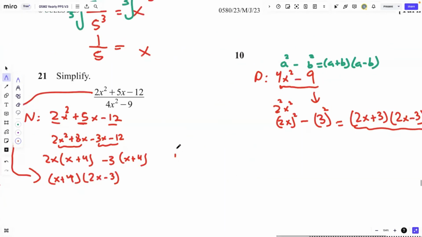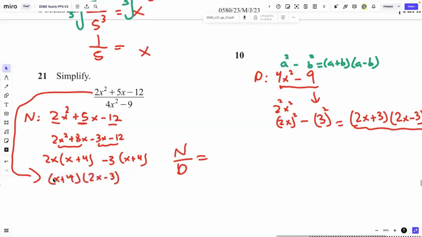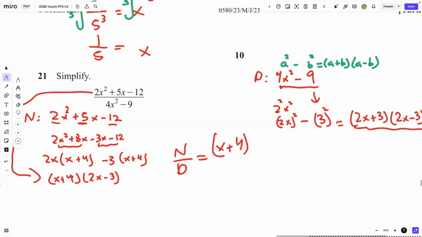Now we can merge them up. So it's numerator over denominator. Numerator, we had this. So it's going to be x plus 4, 2x minus 3 for the numerator. And for the denominator, it's actually 2x plus 3 and 2x minus 3.